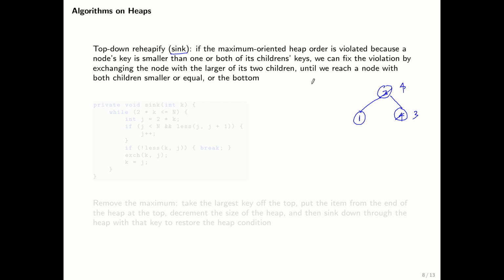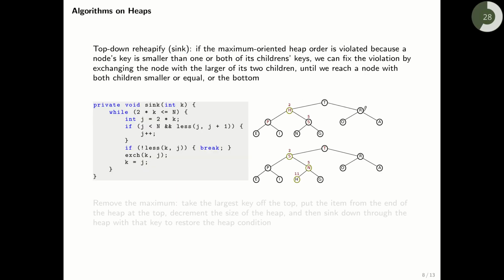Let me repeat. Whenever you have a violation such as this, where the node's key is smaller than one or both of its children's keys, we fix the violation by exchanging the node with the larger of its two children, and we repeat this until we reach a node with both children smaller or equal, or we reach the very bottom, the leaves. And here is an example of this violation and how it's fixed.